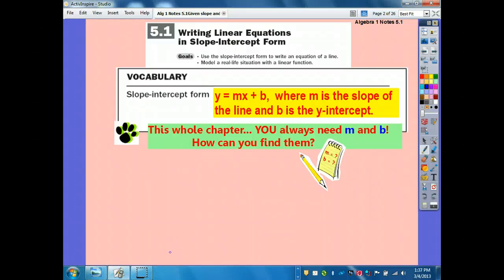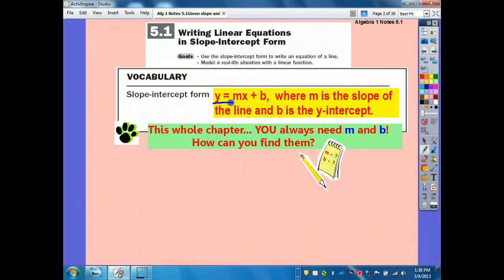5.1, writing linear equations in slope-intercept form. One worksheet, pretty simple, a good review to get us back into the linear equations, slope-intercept form. What's another way in Chapter 8 that we would say slope-intercept form? It is in what kind of form? Function form. Good job.